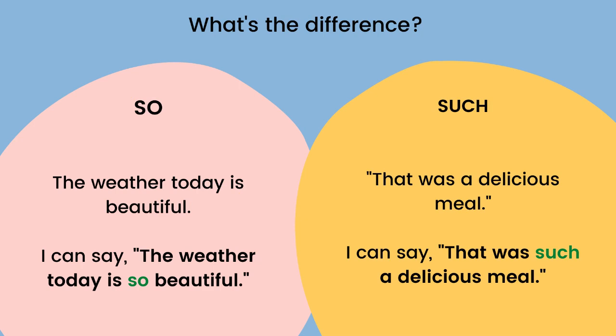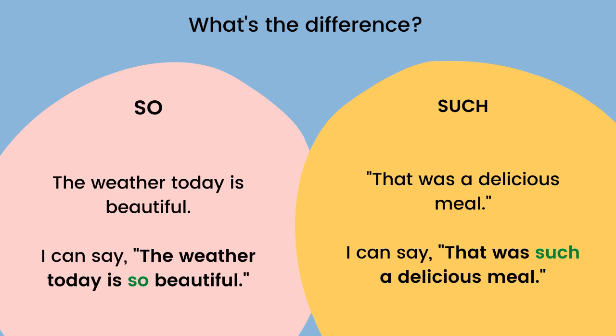So what's the difference? The difference is in the structure, how we use the words in the sentence, which we will go over in just 1 minute. But let's go back to the meaning. The meaning of so and such make words stronger. So instead of just saying, the weather today is beautiful, I can make this meaning stronger. I can say, the weather today is so beautiful.